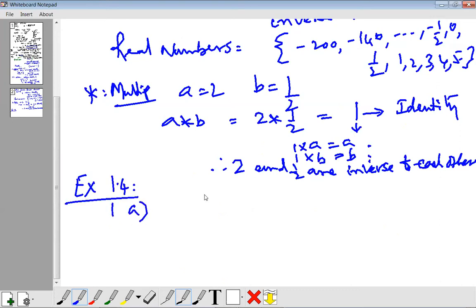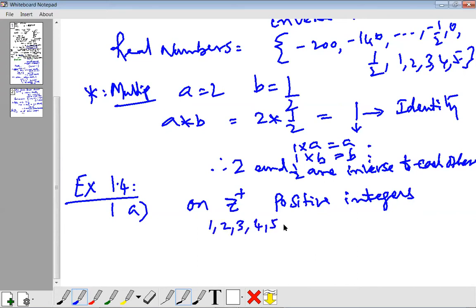So the first one is on Z plus. So it is on Z plus. This is nothing but positive integers. Positive integers, 0 is not included. Okay, you have 1, 2, 3, 4, 5, and so on. These are the positive integers.